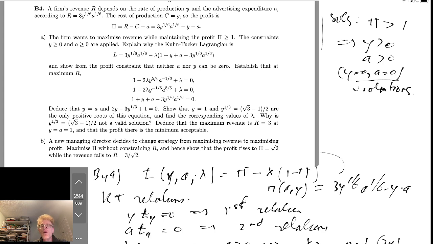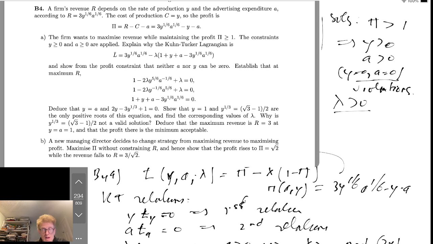Now from that first relationship, which is written down there, you can see that if lambda is 0, that 1 is 0, so lambda 0 is not possible. So that means that lambda is bigger than 0. That means the constraint is binding.